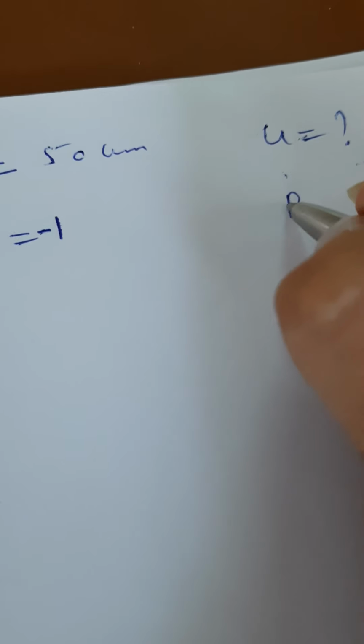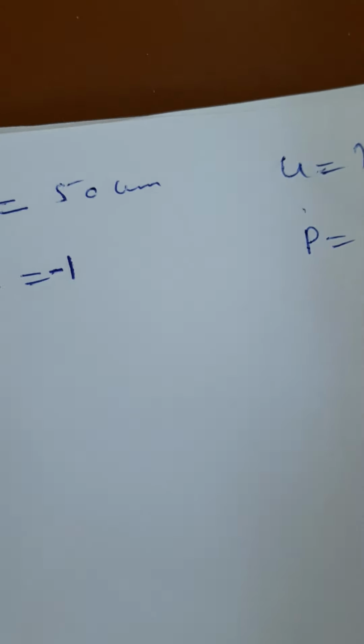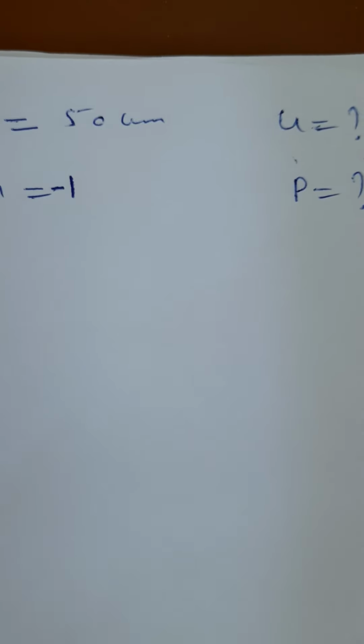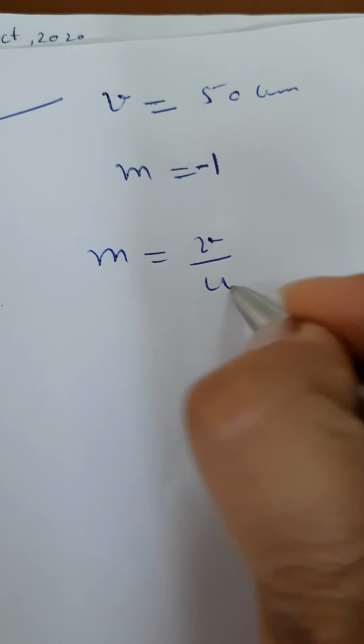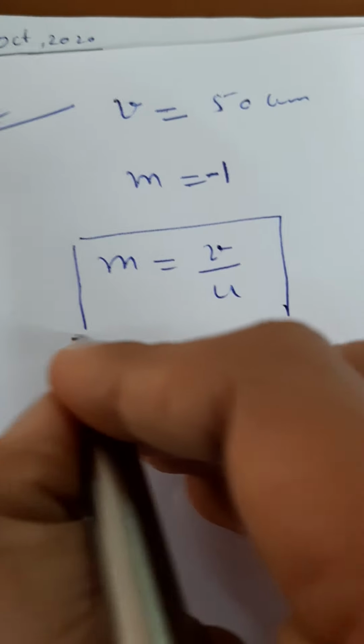Now what you need to find out: one is the position of the object, and second, they are asking to find the power of the lens, P also you need to find out. So this is the question where we are going to use every formula. One is for magnification, then the lens formula, then we will look for power of a lens. We will start with the first formula for magnification. m is equals to v upon u. This is our formula. Highlight this one.